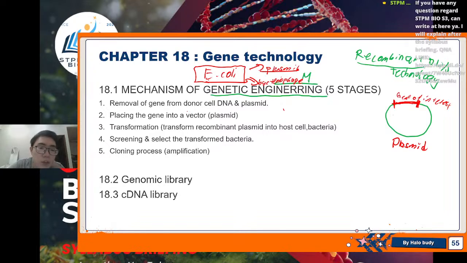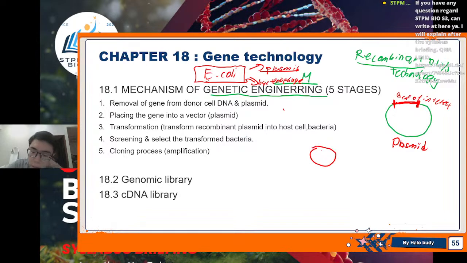So for the mechanism of genetic engineering, you have to know the steps. There are 5 stages you have to know: removal of the gene from the donor cell DNA and plasmid, placing the gene into a vector, where the vector is plasmid or bacteriophage, transformation, screening, and the cloning process. I don't need to explain these in detail, I will just explain briefly.